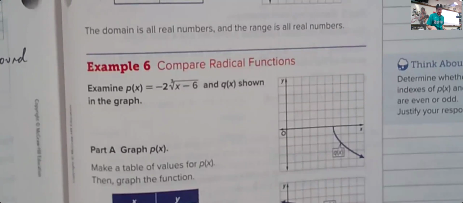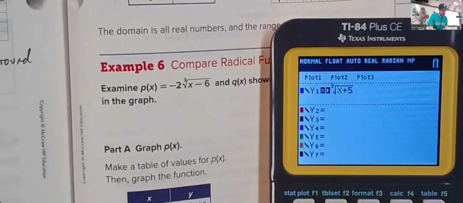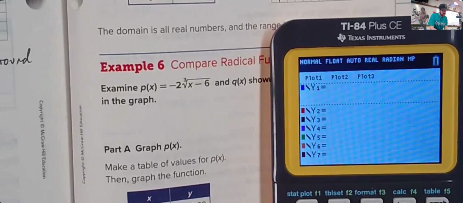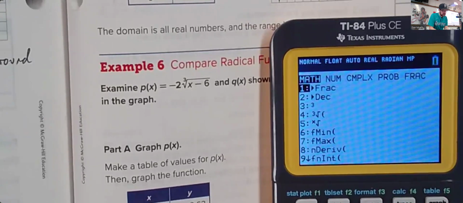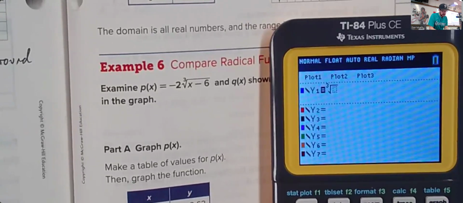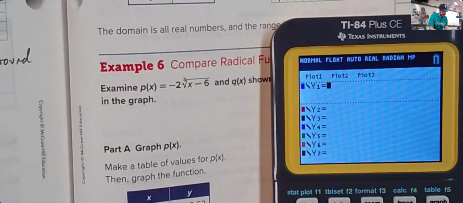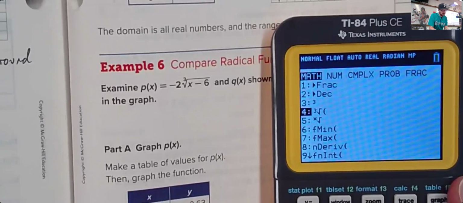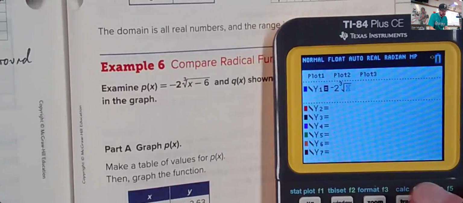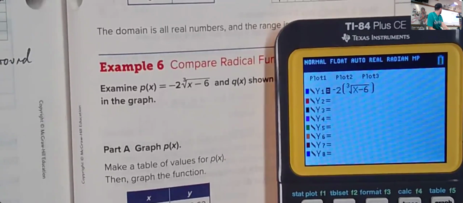Let's see if that's right. Go to your y equals menu. Let's type in, let's do the cube root first. So -2 times the cube root of x minus 6. All right, we got that.